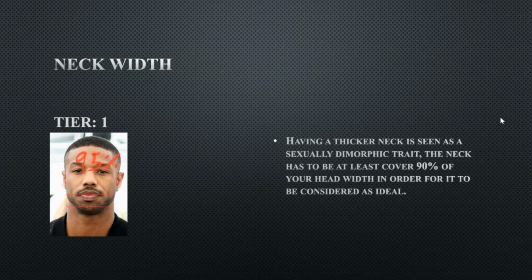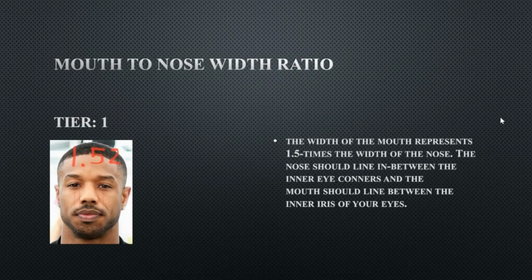The neck width, so how wide is his neck? He has a very thick and wide neck, and at 95% means that this is ideal. The mouth to nose width ratio is a tier 1 at 1.52, and this is ideal. So he does have a perfectly shaped nose for his face, and a perfectly wide mouth for his face as well, and they're evenly distributed.